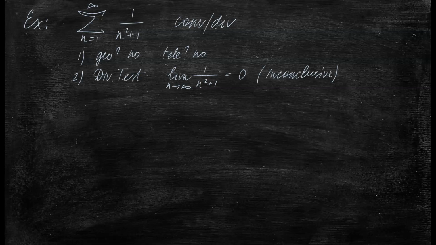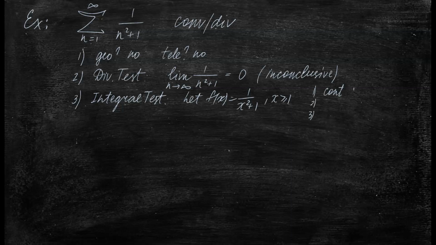Which means that we need to do something else, and that something else will be the integral test. So we're going to introduce a function f of x on this domain, and we're going to check whether it satisfies all the three conditions. So the first one, is it continuous? Yes, it is. Is it always non-negative? Yes, it is, right? So x squared plus 1 is always positive, so its reciprocal is also always positive.